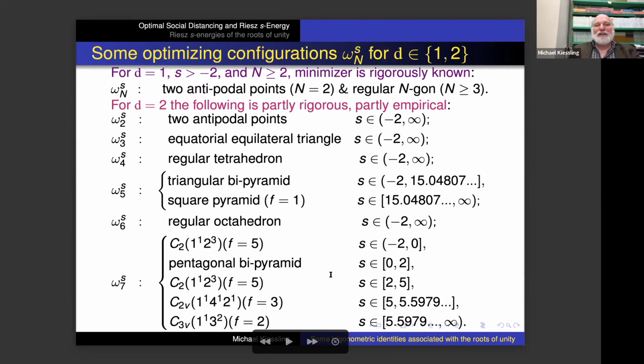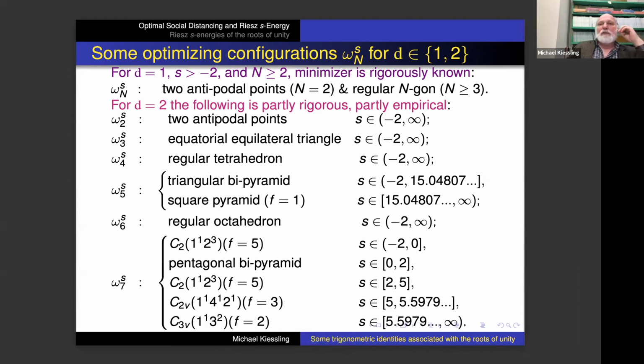So now I looked at only up to 7 particles, but now pretty much the whole S range. Well, at least I start at -2, we'll put it this way. Again, in D equals 1, it's always 2 antipodal points. That's trivial, but when n is 2, or when n is bigger or equal than 3, it's always the regular n-gon. And even that is not so trivial to prove.